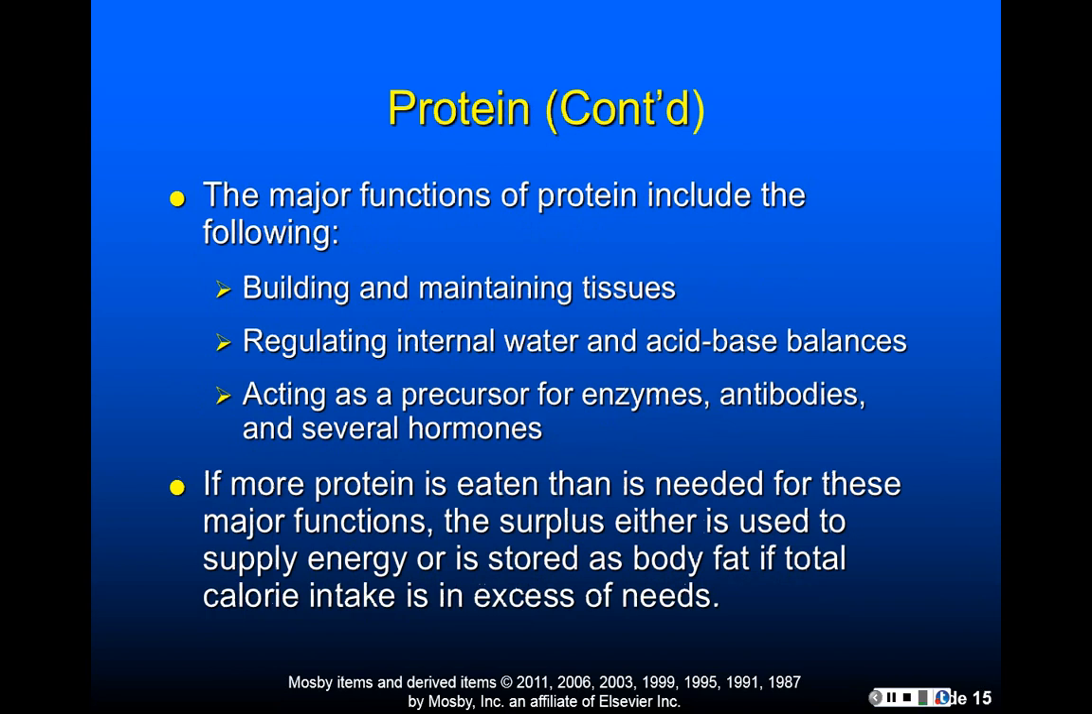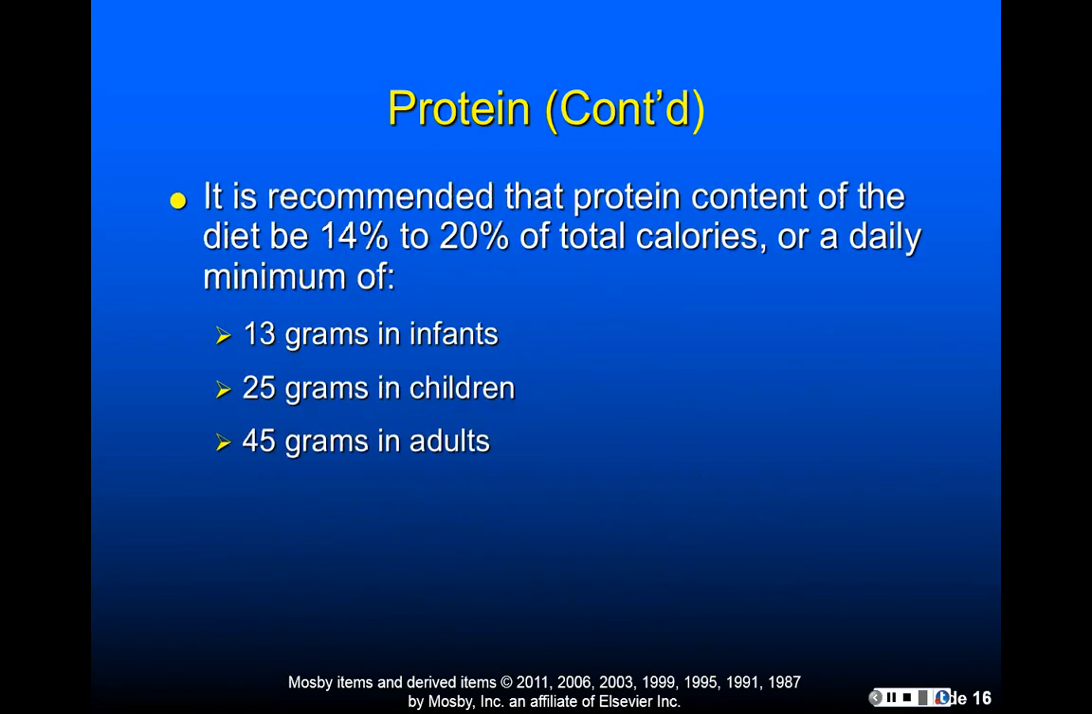The main functions of protein are to build and maintain body tissues, regulate internal water and acid-base balance, as well as acting as precursors for enzymes, antibodies, and some hormones. Excess protein may be used for energy, or if not, it will be stored as fat. The recommended dietary protein content is 13 grams for infants, 25 for children, and 45 for adults. Protein should be 14 to 20% of the total calories.